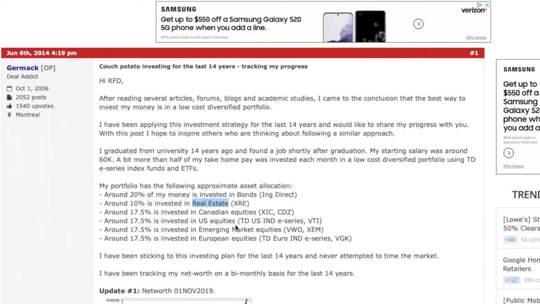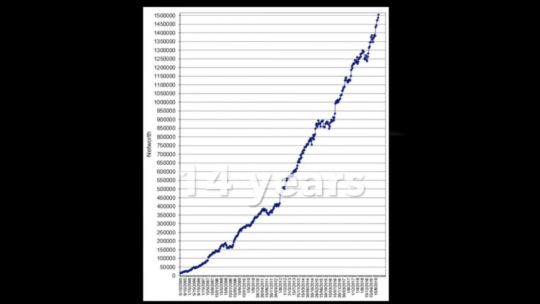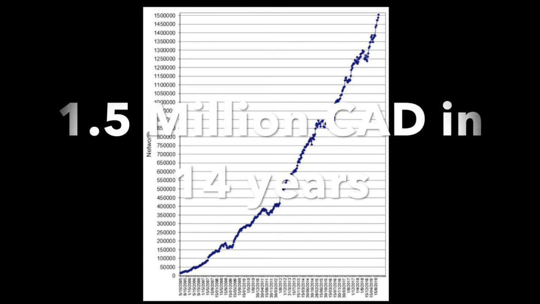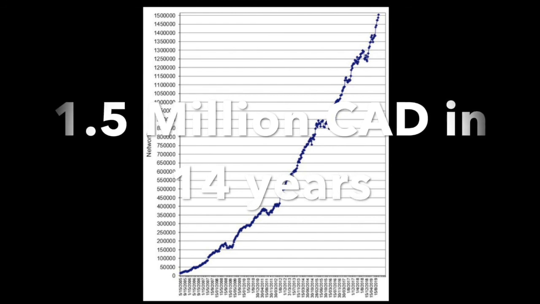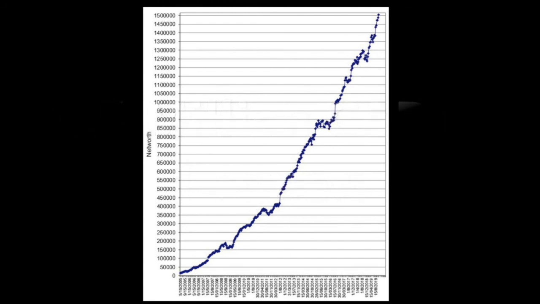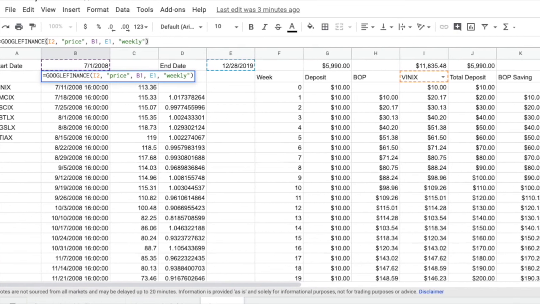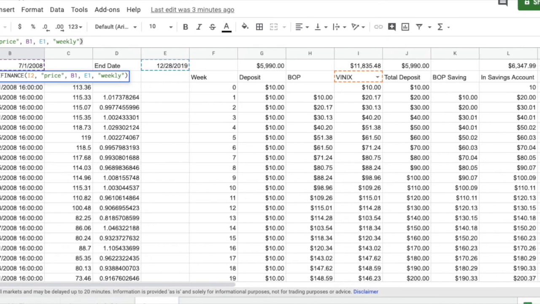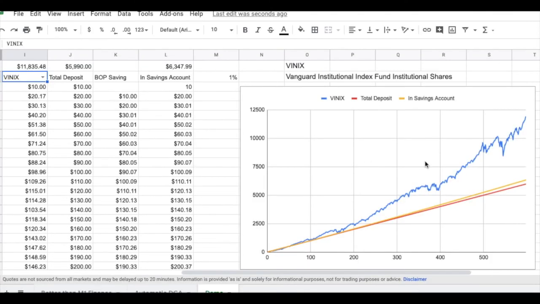So over the course of the 14 years, he was able to accumulate his wealth from 0 to 1.5 million Canadian dollars. Anyway, I did something similar on paper. I used a Google Spreadsheet to track this index fund called the Vanguard Institutional Index Fund. And I believe a lot of people have it in their 401k.